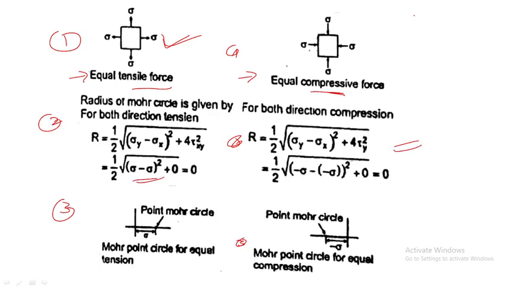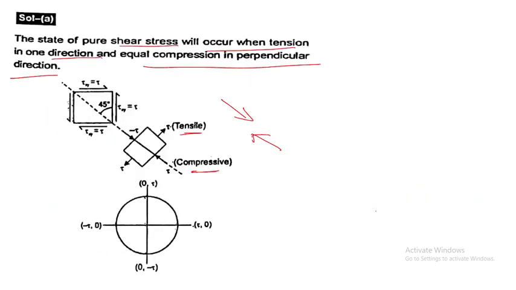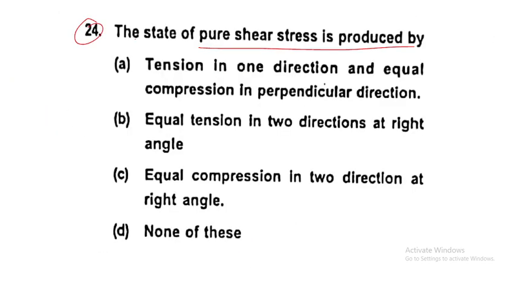So the point Mohr circle for equal tension is here, right? But the Mohr circle for equal compression is here, okay? For example, it is like this. For Mohr circle equal tension it is here, and for compression it is here, right? You have to remember these points. So the answer for the given question is tension in one direction and equal compression in the perpendicular direction.